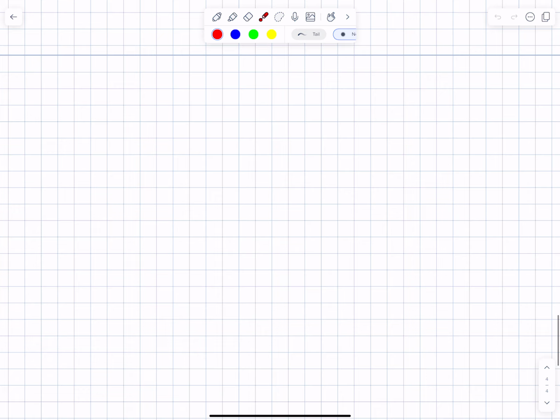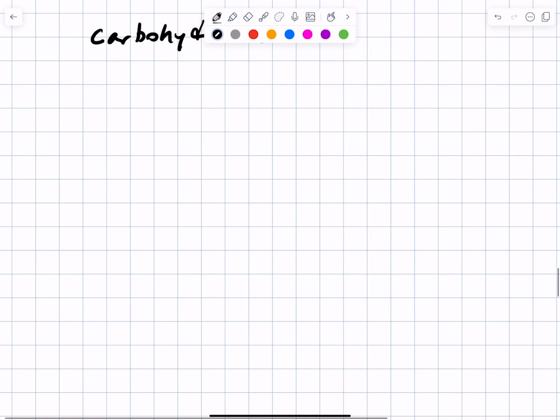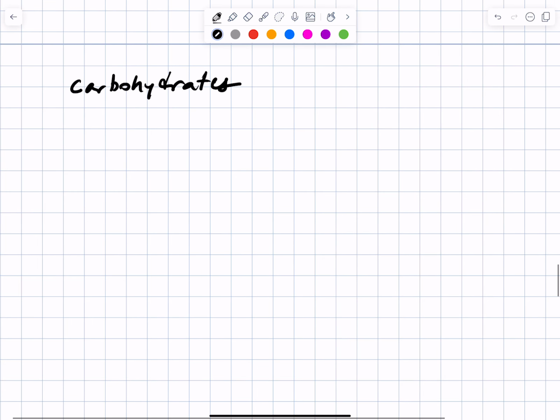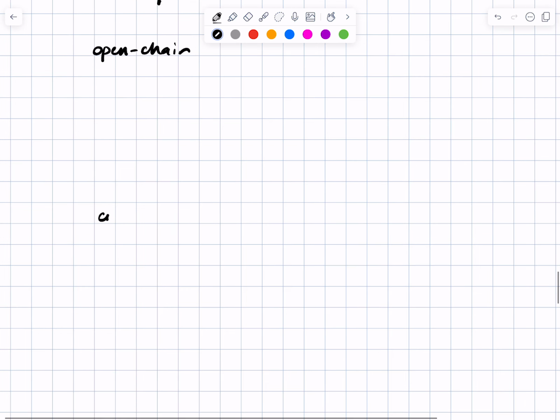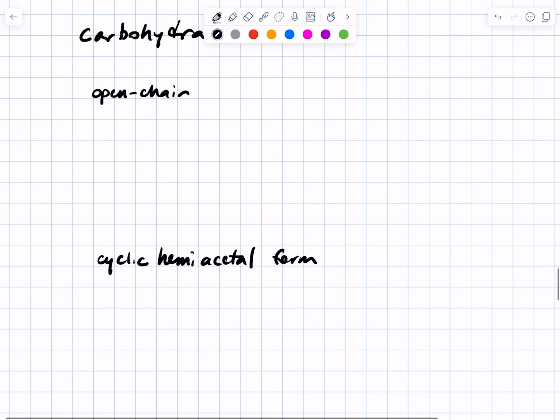So carbohydrates. There are 3 carbohydrates whose structures I want you to know and have memorized. And the carbohydrates that we're going to talk about have both open chain and what are called cyclic hemiacetal forms. The word hemiacetal maybe doesn't make a lot of sense right now. That's okay.